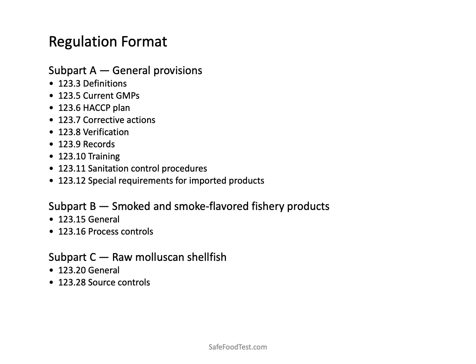If you're looking for information on the HACCP plan, you would go to 123.6. If you're looking for the requirements for records, you would go to 123.9.